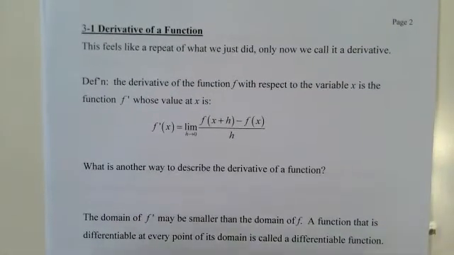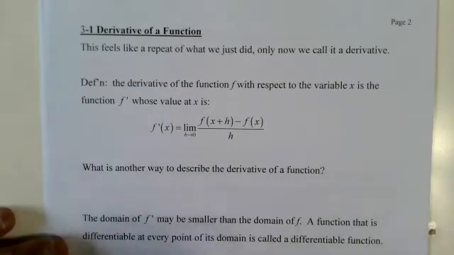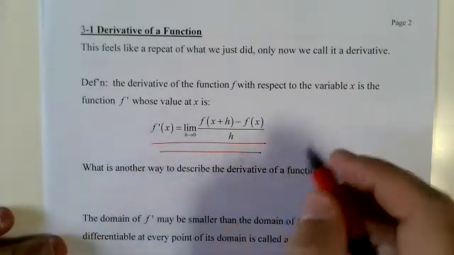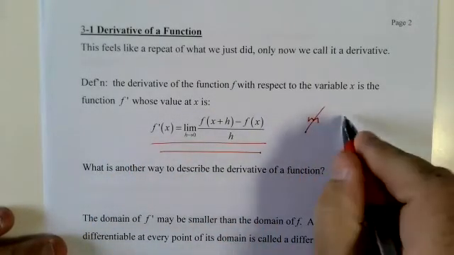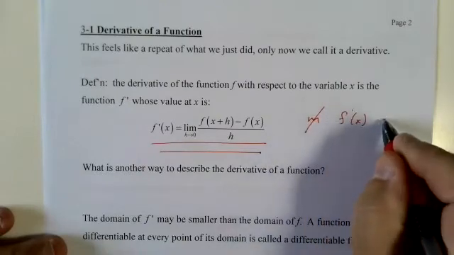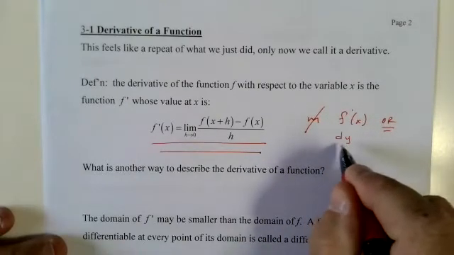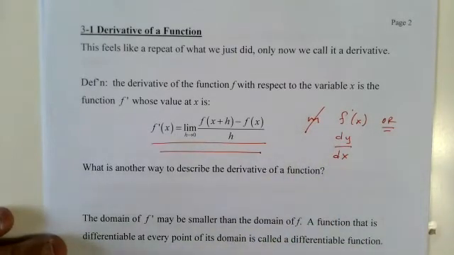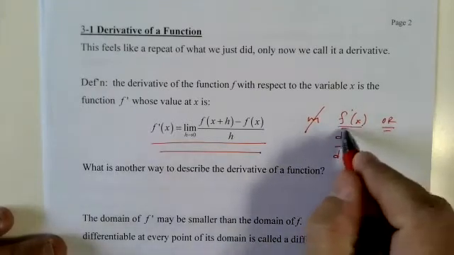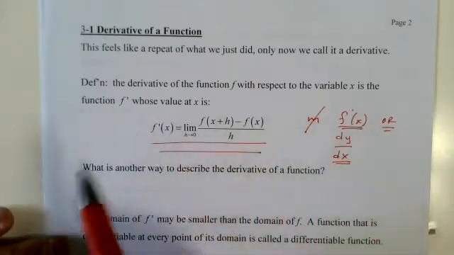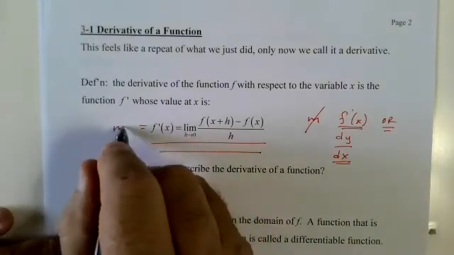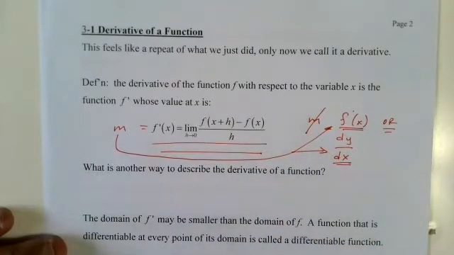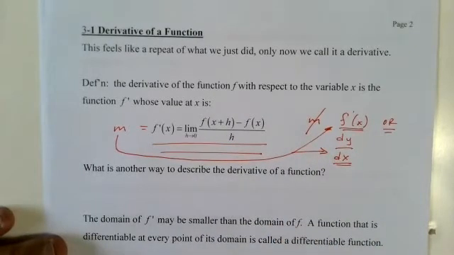So first step, derivative of a function. Already did this. There it is. Now we're calling it a derivative, and we're changing our notation. We don't say m. We say f prime of x or dy dx. I believe this is Newton. I believe this is Leibniz. Okay? Important you understand that. And important you understand that it is still slope. Nothing's changed. We're just calling it a derivative now.